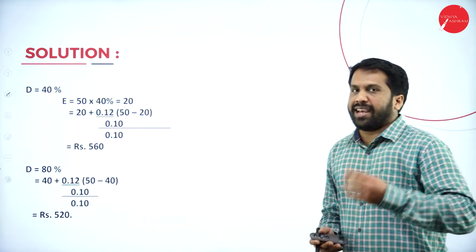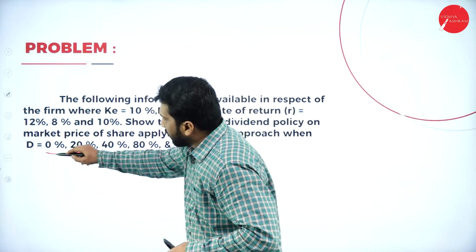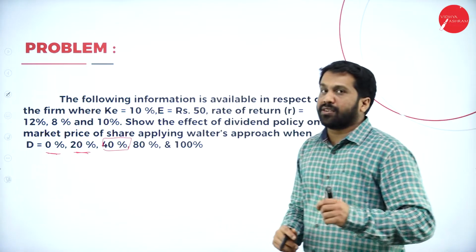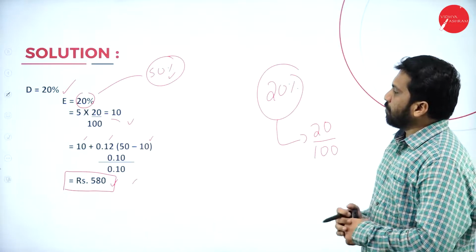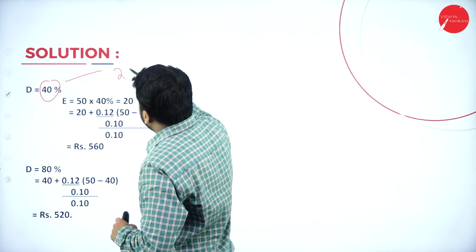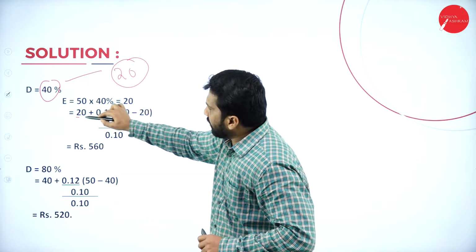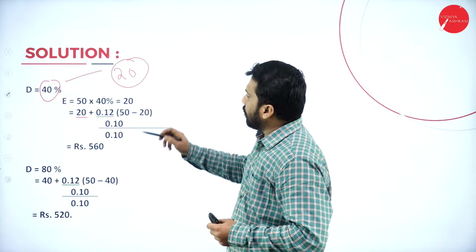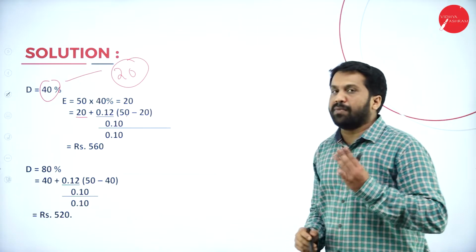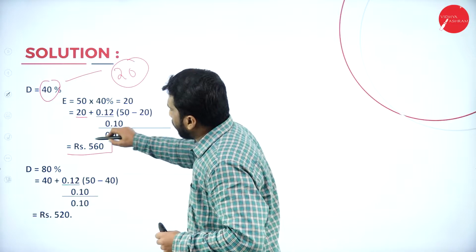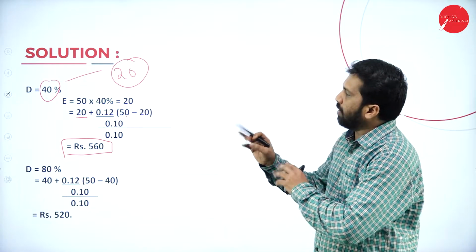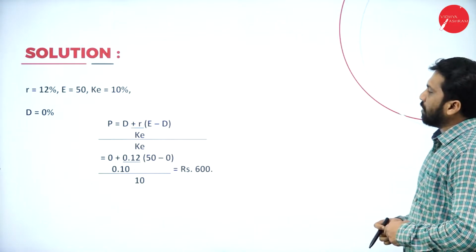Now we go for the next one. Again, I'll go back to your question. As per the question, 0% we completed, 20% over, and the next one will be 40%. Now, in this 40%, we do the same calculation. What is half of 40? It is 20. Now, see, we have taken 20, 0.12, 12% return divided by cost of equity, 50 minus 20, it will be 30. Now, what is the total value? 560 is the value. Hope you are clear. It is the easiest one. Apply the formula and take. Now, we are done with your 40%.